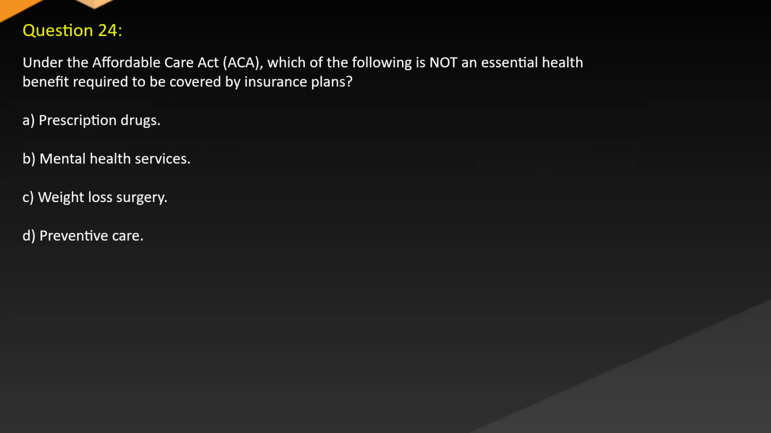Question 24. Under the Affordable Care Act, which of the following is not an essential health benefit required to be covered by insurance plans? A. Prescription drugs. B. Mental health services. C. Weight loss surgery. D. Preventive care.